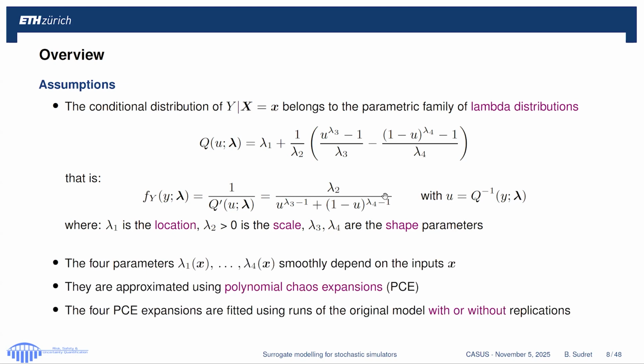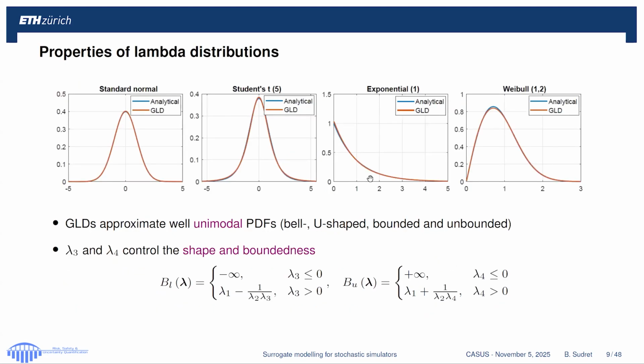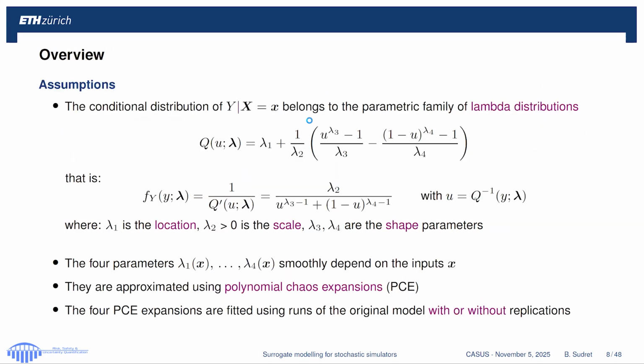So those parameters, when they vary, can represent many different distributions. This is an example here. Just by changing those lambdas, you can have almost Gaussian distributions, unimodal, symmetric, non-symmetric, something like exponential. You can have bounded or unbounded distributions depending on the parameters lambda 3 and 4. So it's very wide. So the idea is, if at each x we can represent the output by such a distribution, now the problem is to characterize those 4 functions, lambda as a function of x. And if we can do this, then we have a global surrogate model.